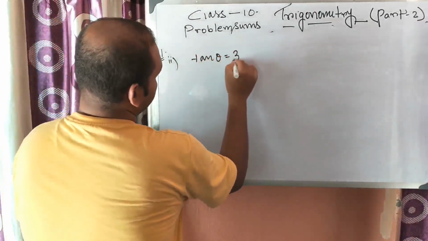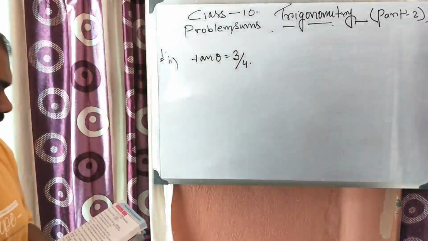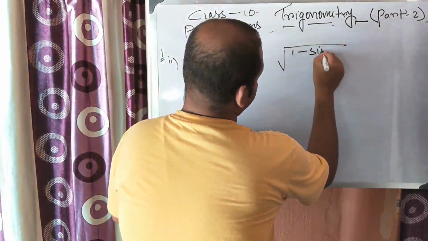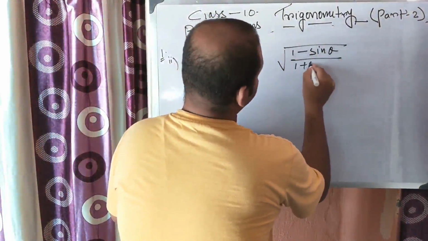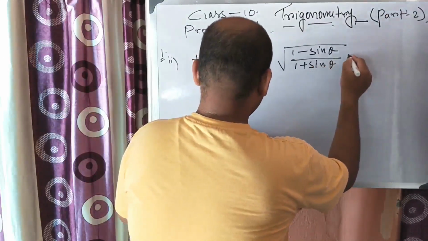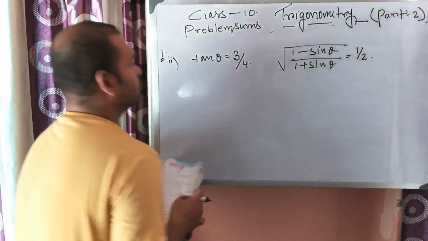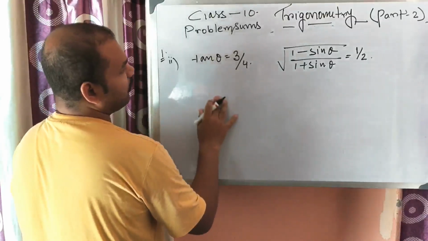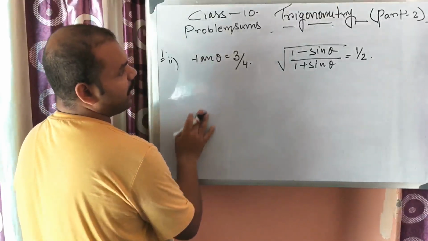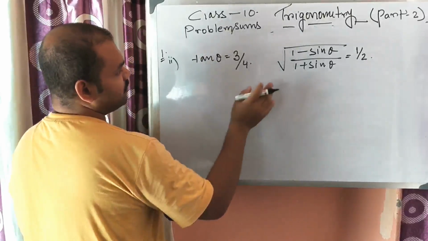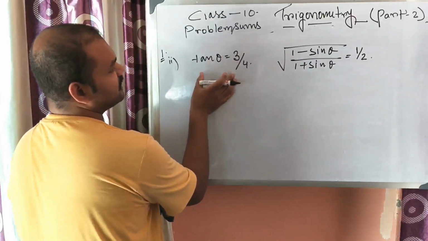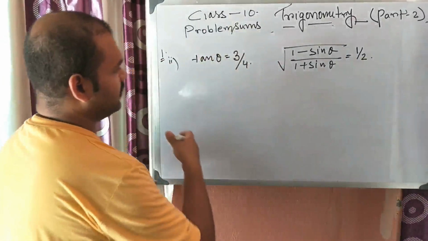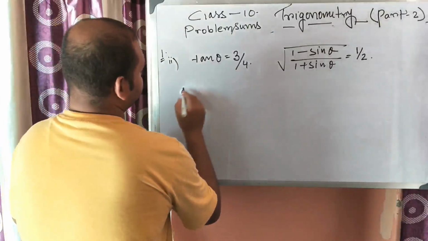Tan theta is equal to 3/4, it is given, and show that root over (1 minus sin theta) by (1 plus sin theta) is equal to half. How to show? Very easy. First you need to find out the value of sin theta, I guess. If you can find sin theta from here, then you will easily get the value of the others. It can be done in various ways, but you can do it like this.